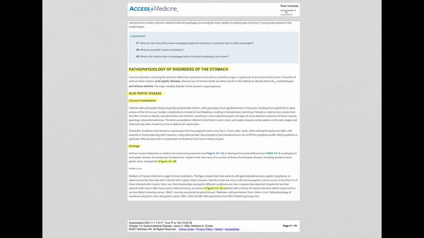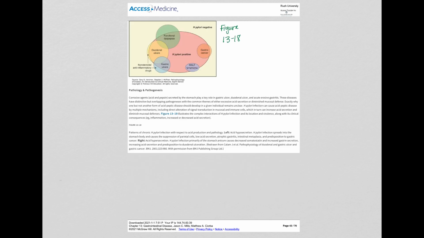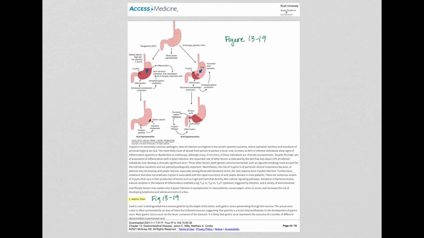Getting into pathophysiology of disorders of the stomach, acid-peptic disease, including the clinical presentation, the etiology, focusing on chapter 13, figure 18, and figure 19. So this is a nice Venn diagram that could be helpful for you. You do not need to know all the detailed pathology and pathogenesis.